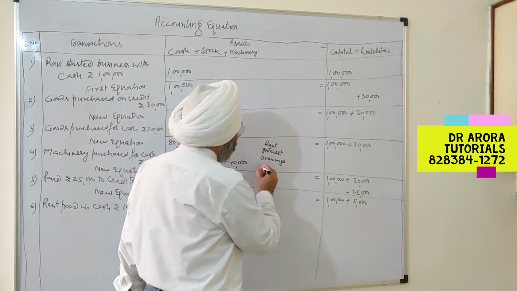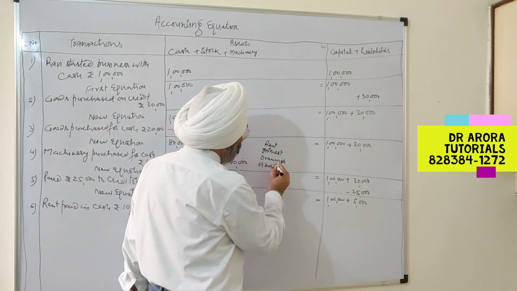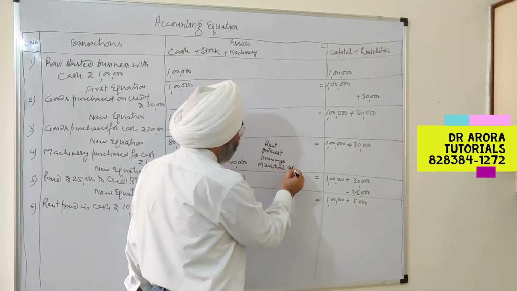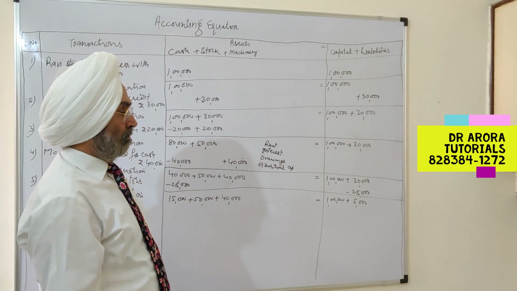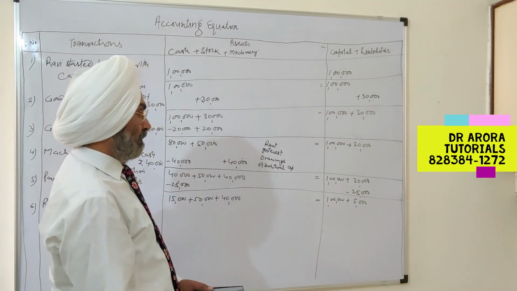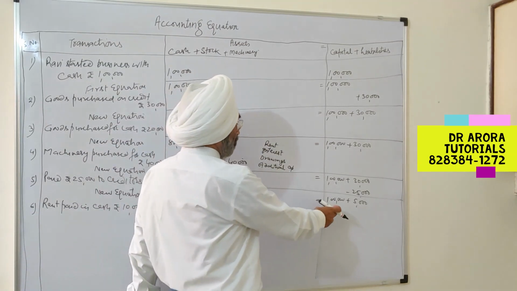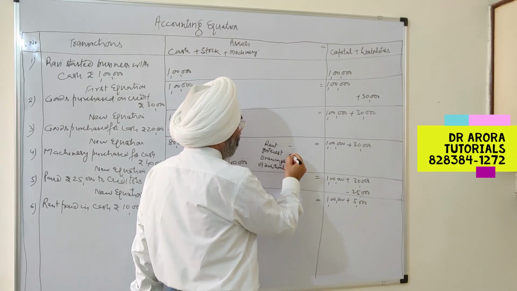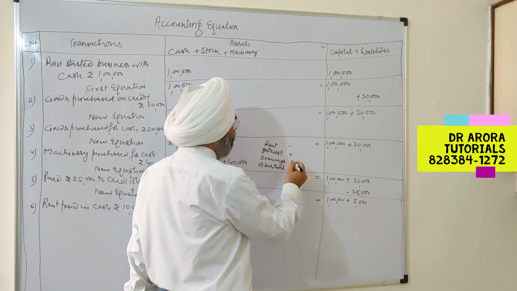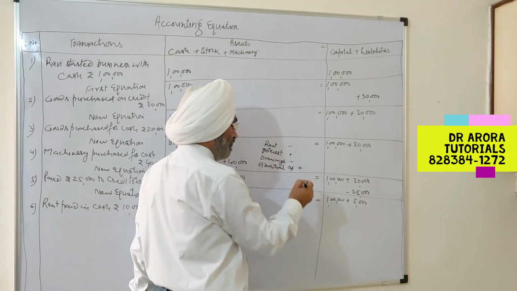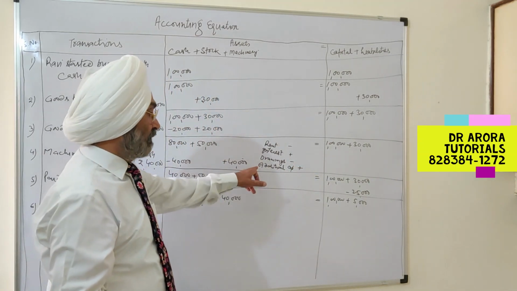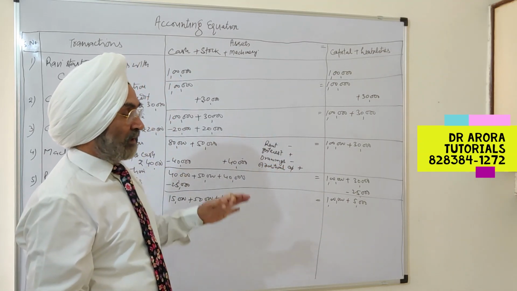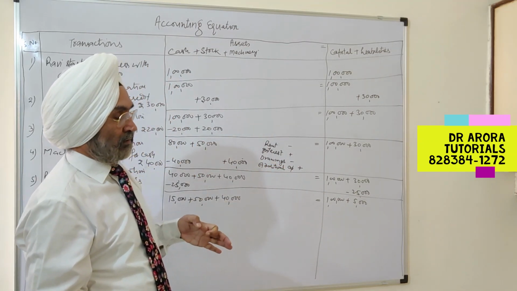But if additional capital is introduced by the proprietor into the business, the capital will increase. So with the rent it will decrease, with the interest it will increase, with the drawings it will decrease, with the additional capital it will increase. But there are 2 points.